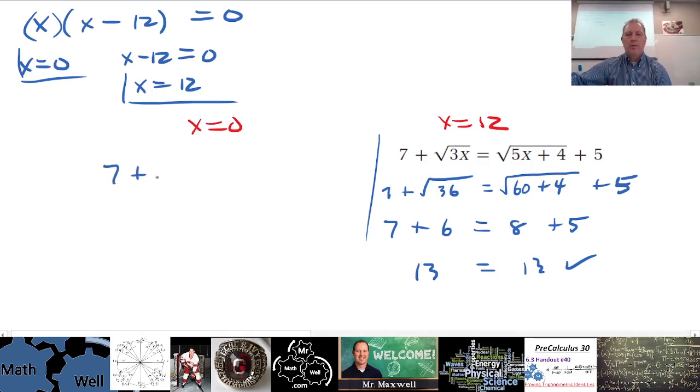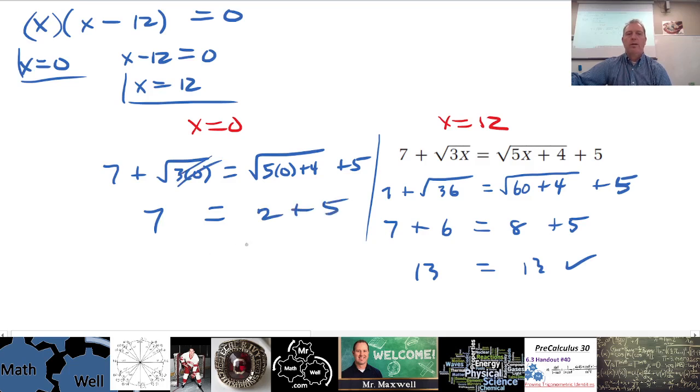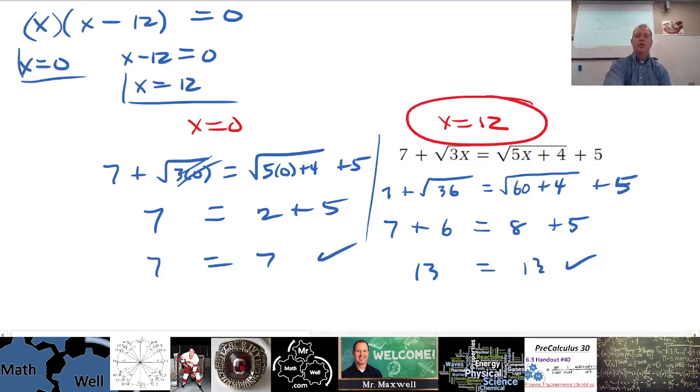So 7 plus root 3 times 0 equals root 5 times 0 plus 4 plus 5. So that's 7 plus, this is 0. This is root 4, that's 2. So that seems to work as well. So there's your two answers. You can circle those and be confident that those would be your two solutions to that radical equation.